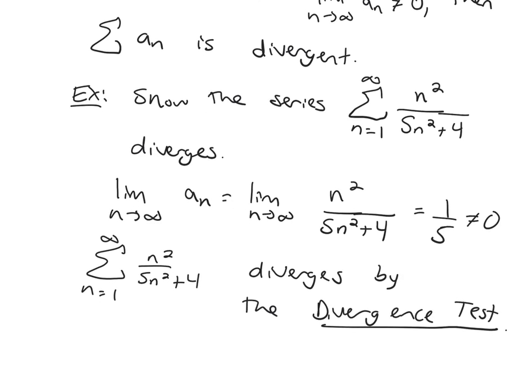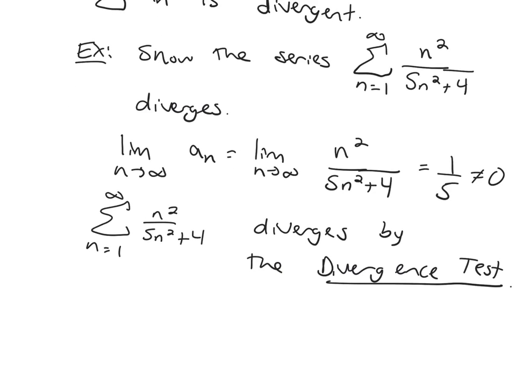Okay? So whenever you're saying converges or diverges, you should say why, what method you're using to determine that. So here I'm using the divergence test. Again, anytime you get anything other than 0 for the limit, you're going to say that it diverges by the divergence test. Okay?